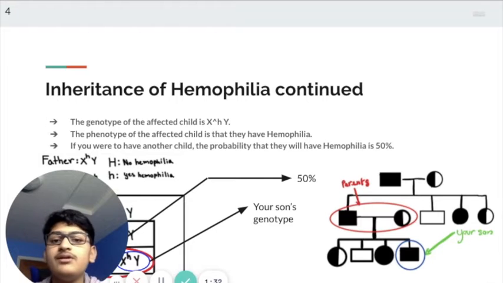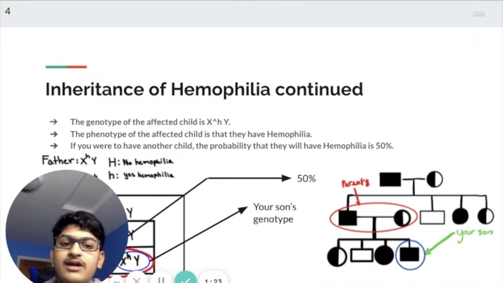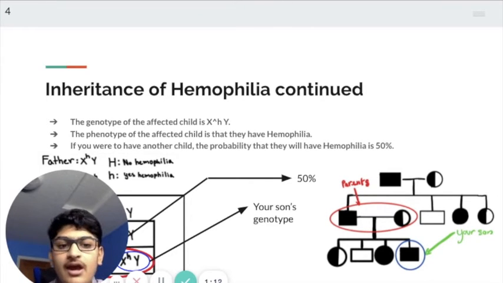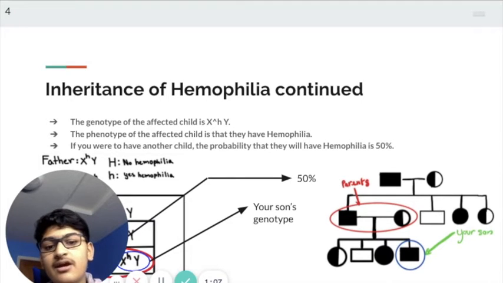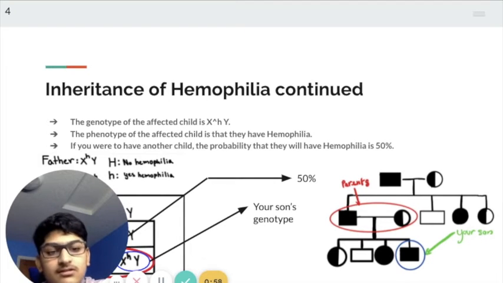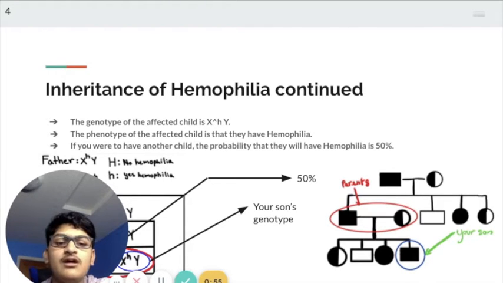Since the trait for hemophilia is recessive, the only two ways the child can be hemophilic is if their genotypes are either X^h X^h or X^h Y. Using the Punnett square and the pedigree chart, we can determine that your next child can have the genotypes X^H X^h, X^H Y, X^h X^h, and X^h Y. Out of these four genotypes, the X^h Y and X^h X^h genotypes are the only genotypes of your potential children to have hemophilia.